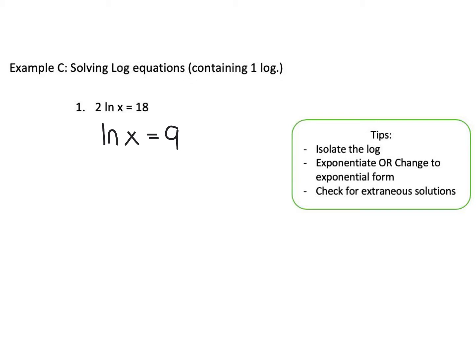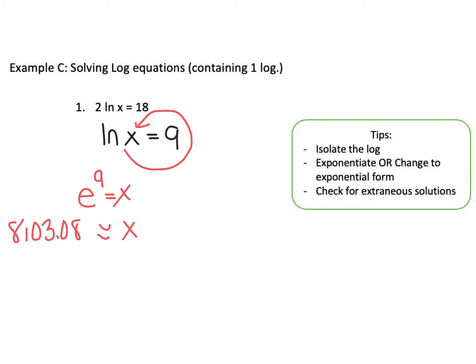You could think, well, let's change this to exponential form, where you think about the base and you do your counterclockwise motion. So the base is e, so this is saying that e to the 9th power is equal to x. And e to the 9th power, if you put that in your calculator, is 8,103.08. Now I'm going to show you a second way.